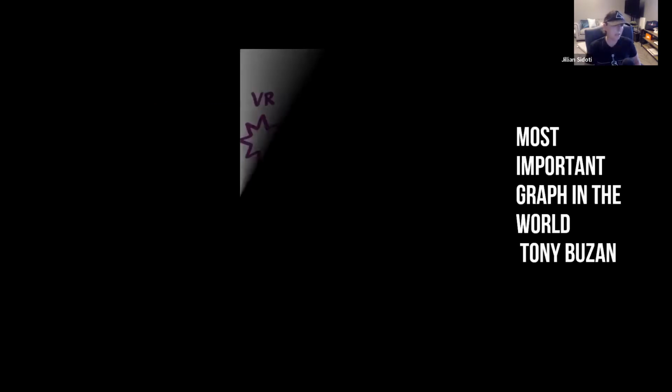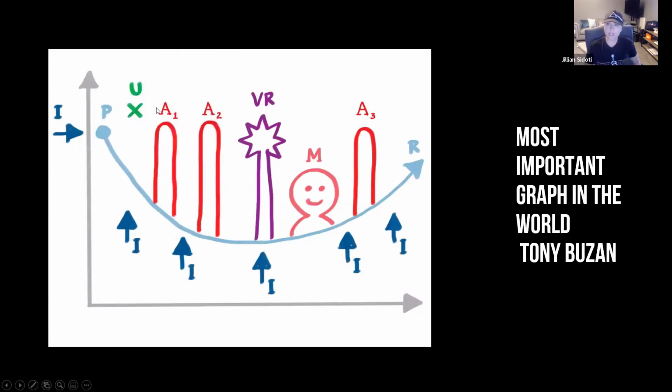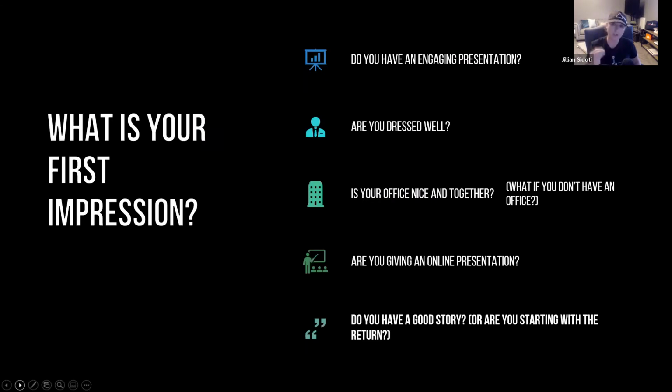So if we look back at our chart, that's our P right over here. So what does this really mean? What is your first impression? Do you have an engaging presentation? Are you dressed well? Is the environment that you're in nice?